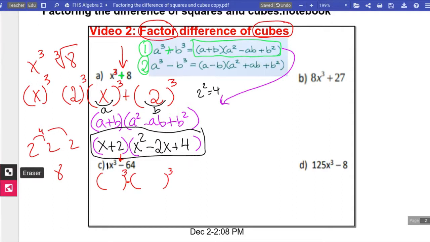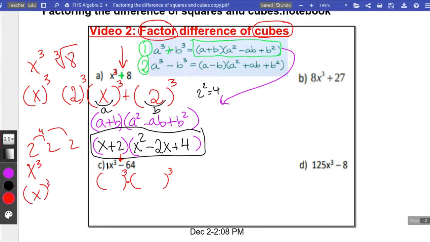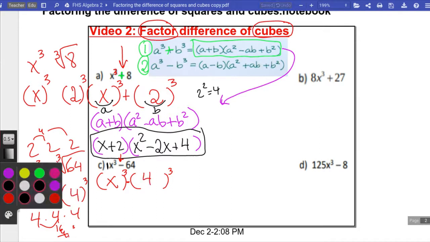Now, if I have x to the 3rd power, that's the same thing as writing it like this. What about 64 though? What's the cube root of 64? Just take the cube root. It should tell you what to write inside the parentheses. I bet you it's 4. I can't think off the top of my head right now. So that is 16, 16 times 4 is 64. Yep, it sure is 4. You put 4 right here, and then you label them: this is A, this is B.